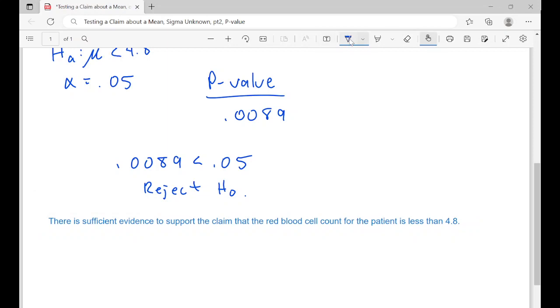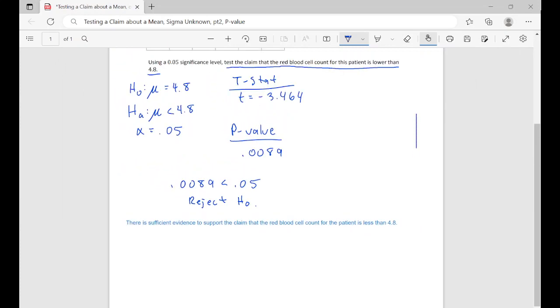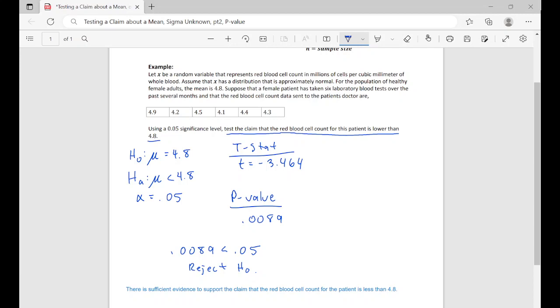And that's all we do for that. So there is our answer, and there is our little sentence stating what we found. We found that there is sufficient evidence, because when you reject, there is sufficient evidence. And it's going to support the claim that the red blood cell count for the patient is less than 4.8. So zoom out so everything can be seen. There we go.